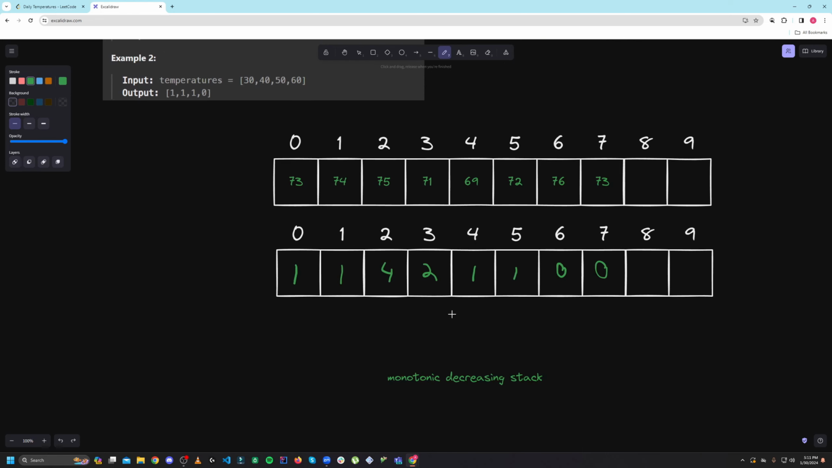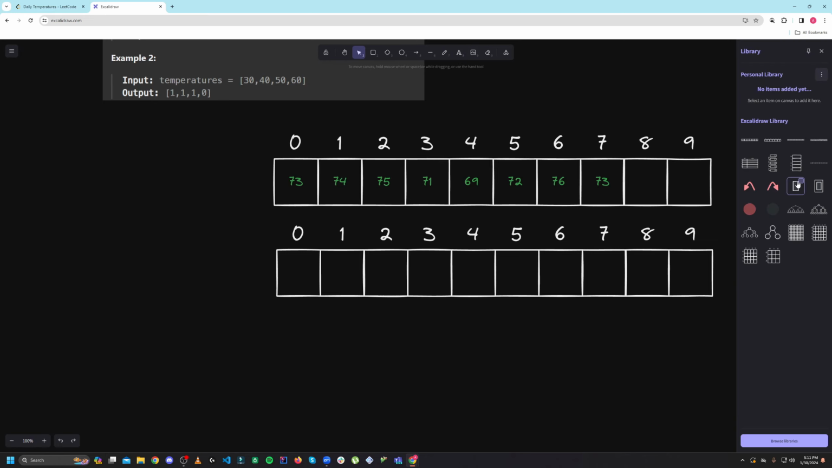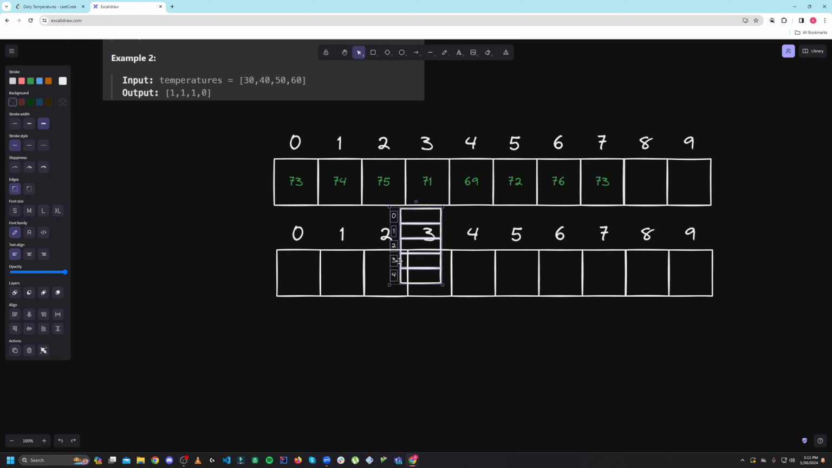So let's walk through this again with our stack, and let's walk through exactly what this is going to look like. This works for any problem where you want to find the next greater element or the next smaller element. You would want to use a monotonic increasing or decreasing stack. So let's use a stack.